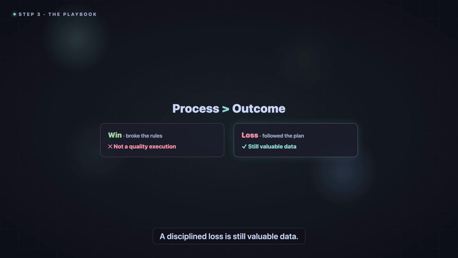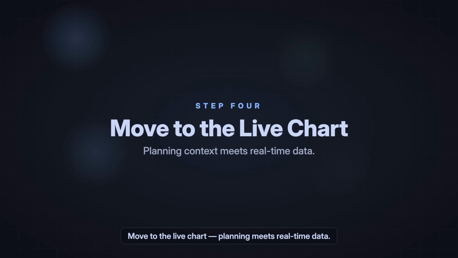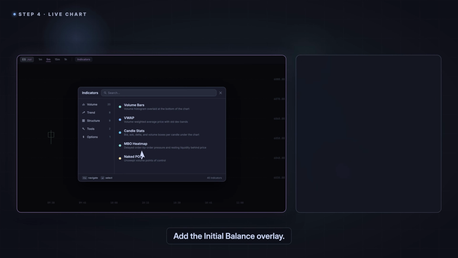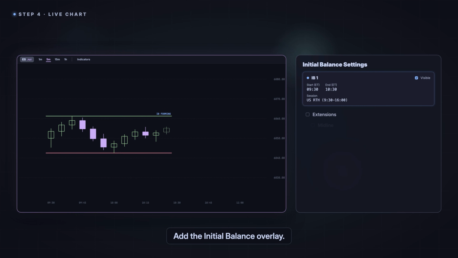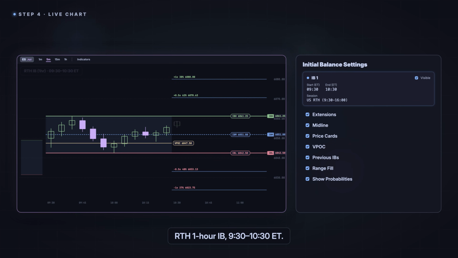Now we move to the live chart. Profitable's live page is where the planning context meets real-time market data. First, I'll add the initial balance indicator. The initial balance overlay can show the IB high, low, midpoint, extensions, price cards, previous IBs, and extension probabilities. For this example, I'm using the RTH 1-hour initial balance from 9:30 to 10:30 Eastern.